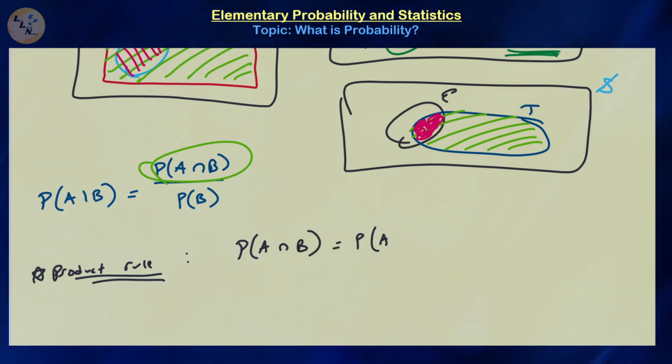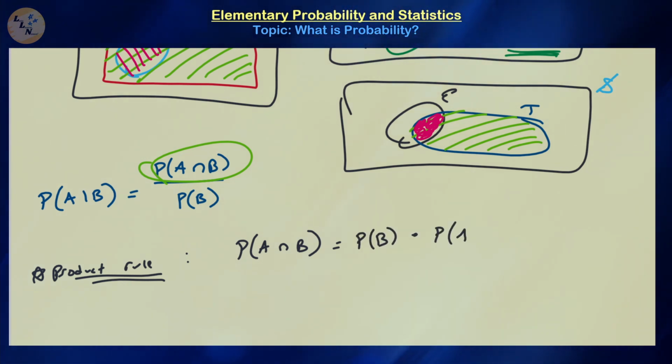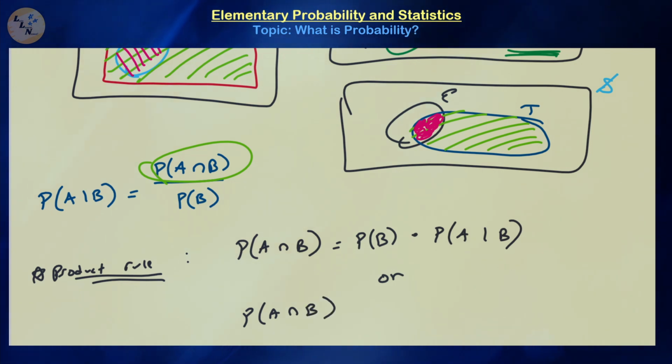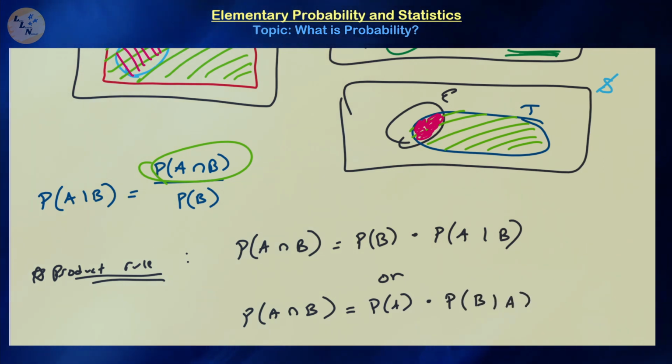The probability of A and B occurring simultaneously is going to be equal to the probability of B times the probability of A, assuming B has already occurred. Or you can do this reversely, because A could happen first. So that's going to be the probability of A times the probability of B given A has already occurred.